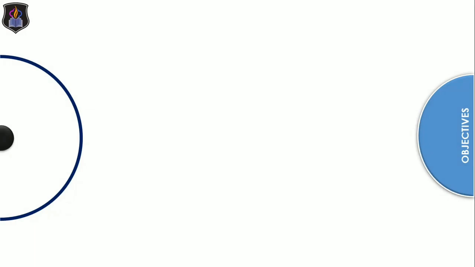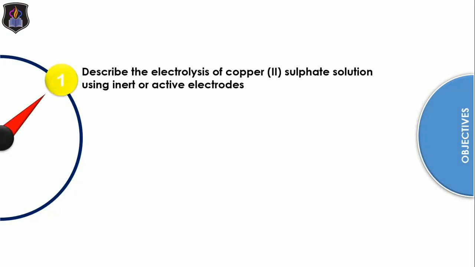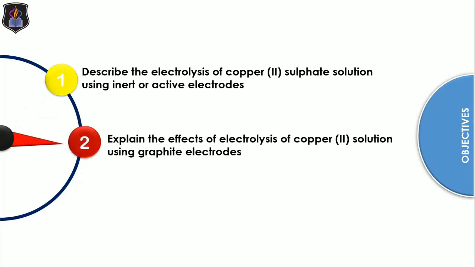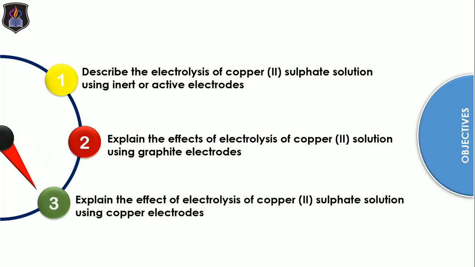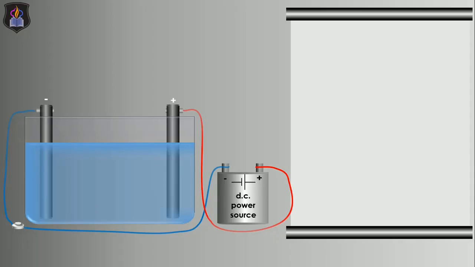By the end of this lesson, you should be able to describe the electrolysis of copper sulfate solution using inert or active electrodes. Explain the effects of electrolysis of copper sulfate solution using graphite electrodes, and finally, explain the effects of electrolysis on copper sulfate solution using copper electrodes. The electrolysis of copper sulfate is important in the study of electrochemistry, as it is the basis for the purification of copper and other less electropositive metals like silver, gold, platinum, etc.